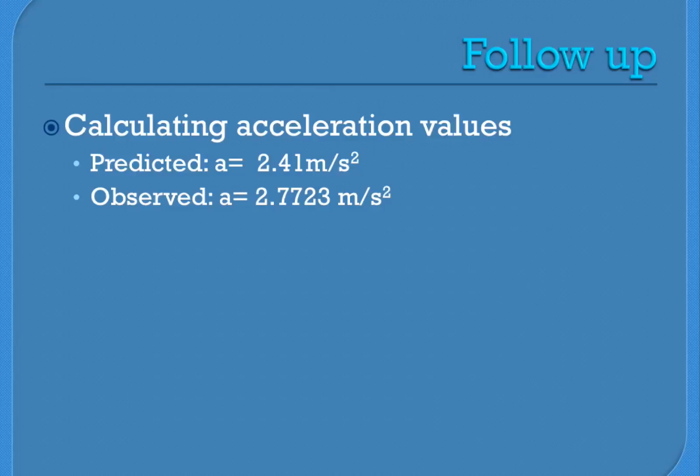So, in following up, I wanted to compare the acceleration values for the predicted and observed data, and I found that they were quite similar. For the predicted, it was 2.41 meters per second squared, and observed it was 2.77 meters per second squared. And I speculated that disparities between these values could have been because I did not include drag force, and I chose not to include drag force because the model was not moving at such high speed that I thought the magnitude of it would actually affect the calculation for the net force and thus the acceleration.